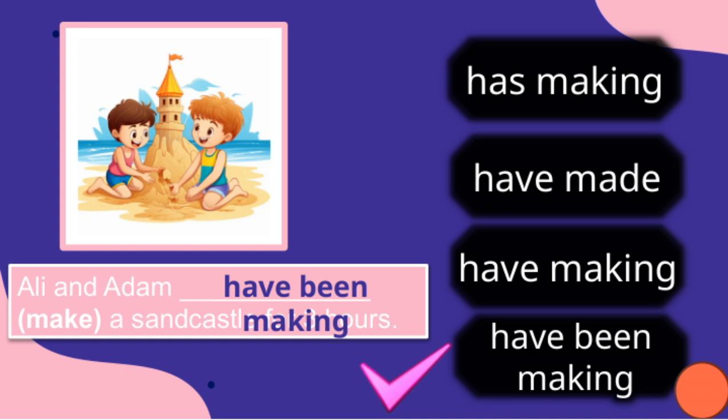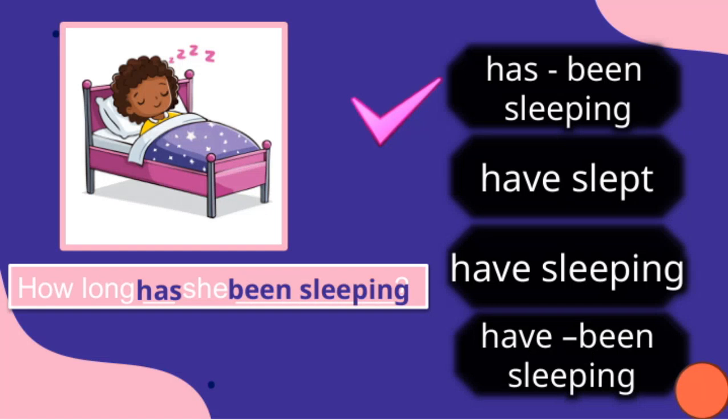Let's take a closer look at some common ways to talk about sleeping and how long someone has been doing it. First, we have been sleeping, which is used in the present perfect continuous tense to describe an action that started in the past and is still happening now. For example, she has been sleeping for hours. Next, we have has and have, which are auxiliary verbs used with different subjects to form various tenses.